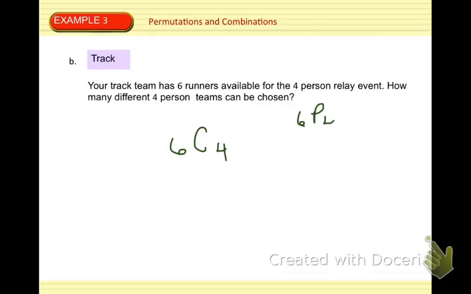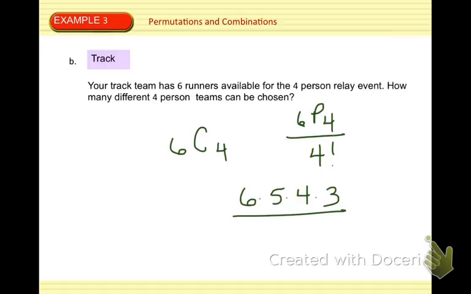So we would have to solve it like this. So 6, 5, 4, 3, divided by 4, 3, 2, and 1. Cancel out what you can and multiply the rest. And again, if we put this into our calculator, you could get the same solution using the notation on the calculator.